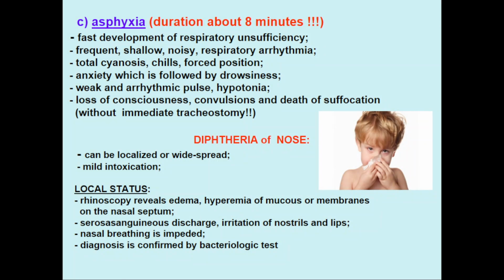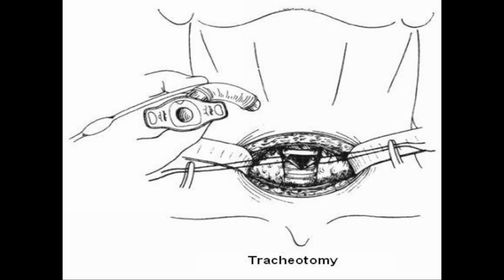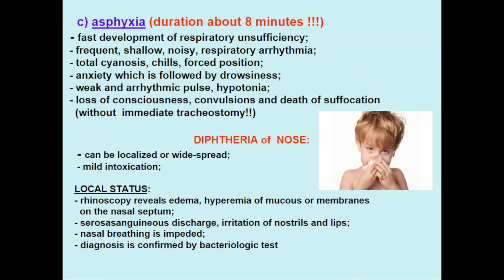Then the next stage, asphyxia, duration about 8 minutes, so it's the terminal stage, and that's where tracheotomy only may save life. Fast development of respiratory insufficiency, frequent, shallow, noisy respiration, arrhythmia, total cyanosis, chills, forced position, anxiety, which is followed by drowsiness, weak or arrhythmic pulse, hypotonia, loss of consciousness, convulsion, and death of suffocation without immediate tracheostomy. So this is the third stage, and of course it's better when the person is diagnosed and treated before this. In adults, asphyxia usually follows on the 5th to 7th day of disease. In kids, on the 3rd day.